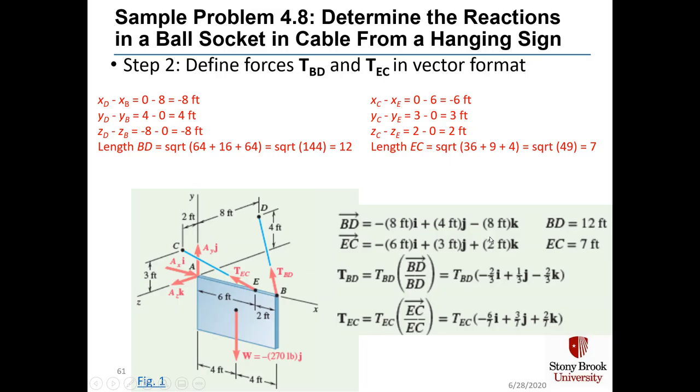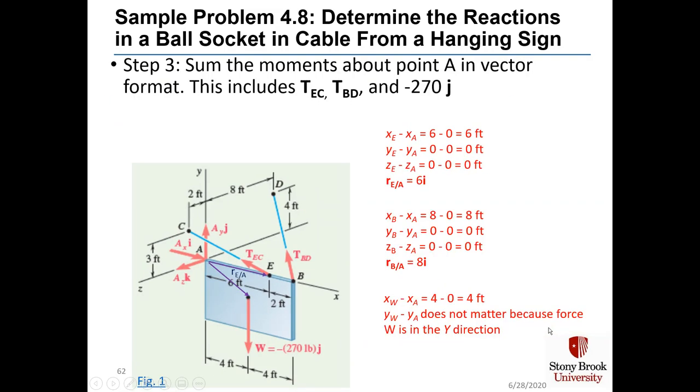Vector T sub BD is magnitude T sub BD times vector BD divided by length BD. That's by definition. But we don't know the magnitude of T sub BD, so we're going to leave that as a variable. To fill out the direction of the vector, minus 8 divided by 12 is minus 2/3, 4 divided by 12 is 1/3, and minus 8 divided by 12 is minus 2/3. T sub EC has the same problem. We don't know its magnitude, so we leave that, and to get the coordinates in I, J, and K, we take minus 6 divided by 7, 3 divided by 7, and 2 divided by 7.